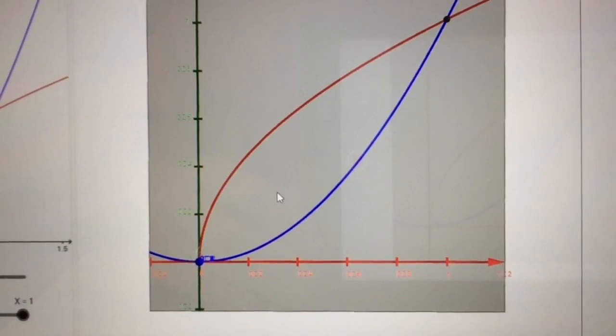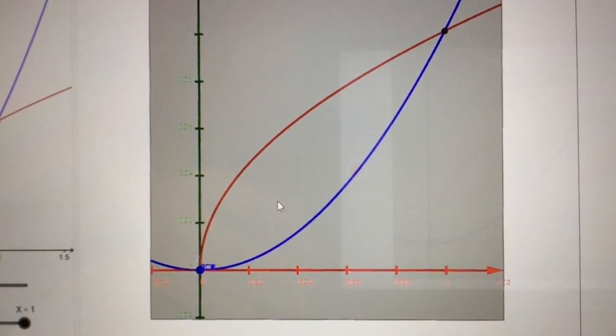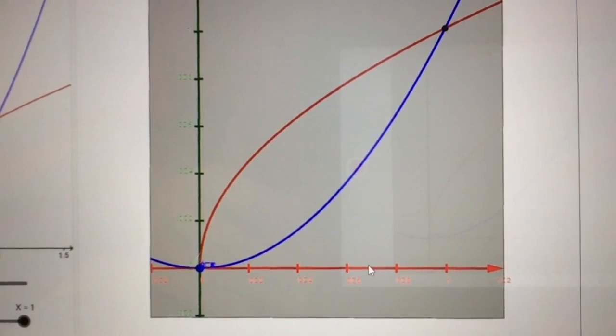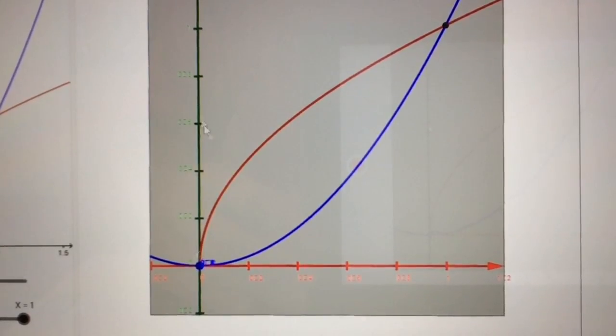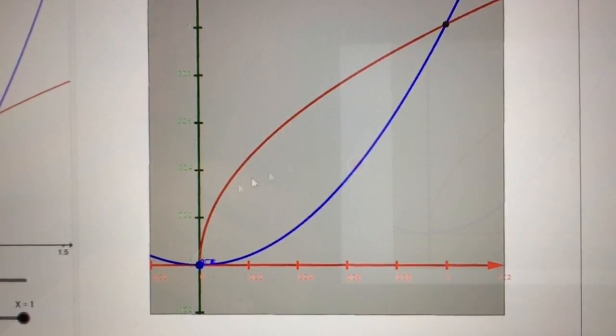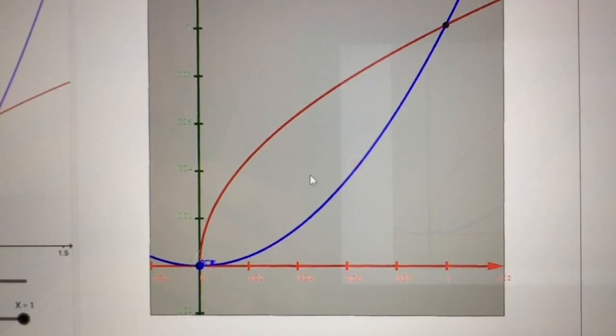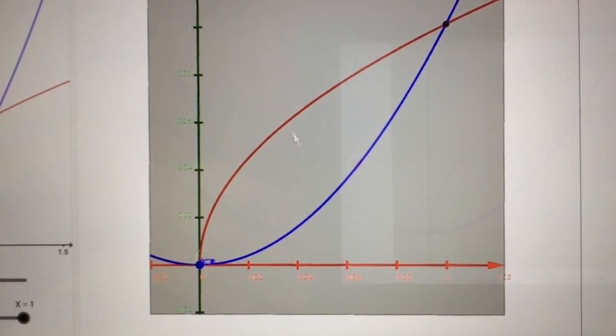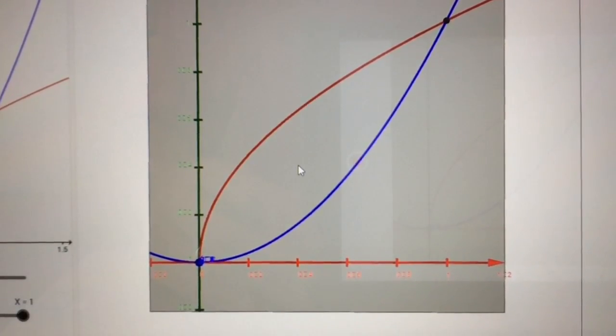And what you're looking at right now is the XY plane, right? The red is the x-axis, the green is the y-axis. This is the curve x squared, and this is the curve square root of x. And we're going to fill this shape here, below the red and above the blue, this kind of teardrop shape. We're going to fill it with different cross-sectional shapes.